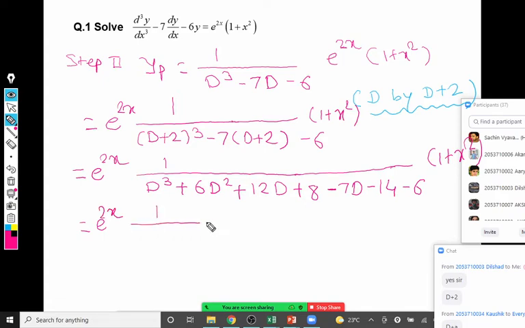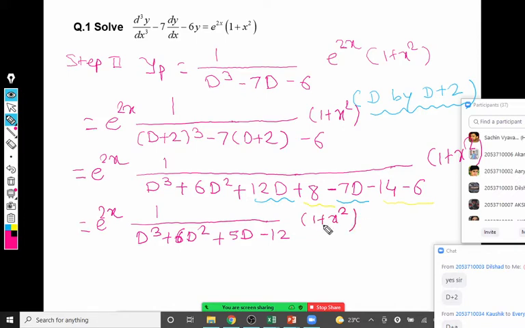Now simplify the denominator. In the denominator, we get D cube plus 6D square. Collect the terms of D together, 12D. So what is the simplification? 12 minus 7, 5D. And what about the constant terms? This is 8 and minus 20. Is it minus 12? Yes, sir. And of 1 plus x square.